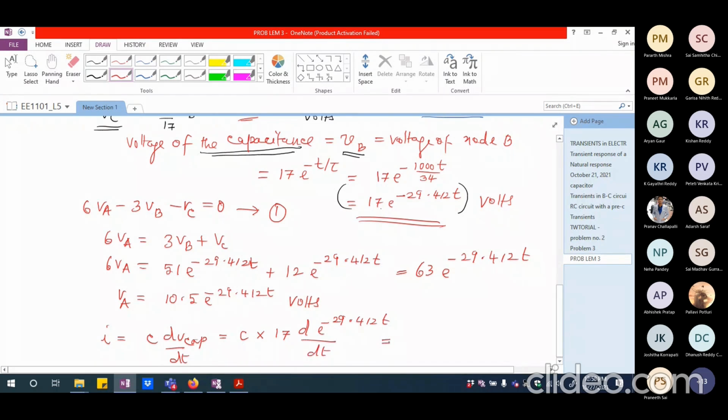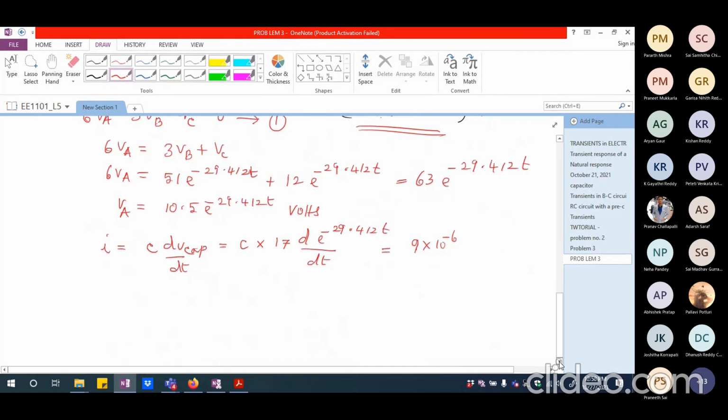So this is going to be, C is 9 microfarad. So I should say 9 multiplied by 10 power minus 6, right? And I'm going to say multiplied by 17 and multiplied by minus 29.412 into e power minus 29.412 times t.